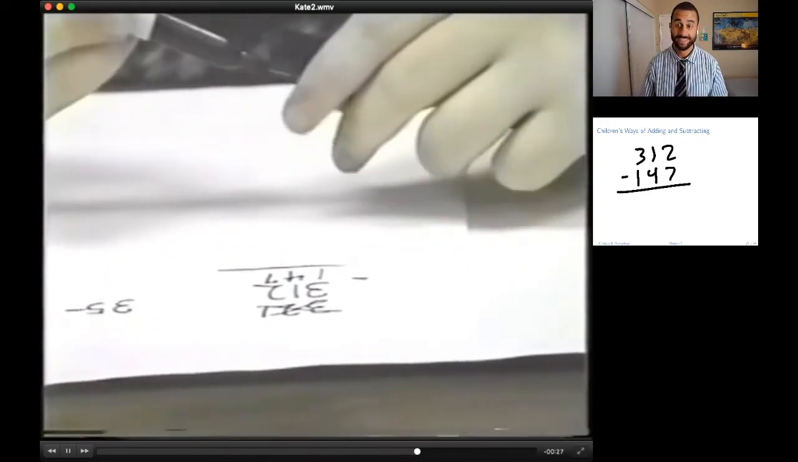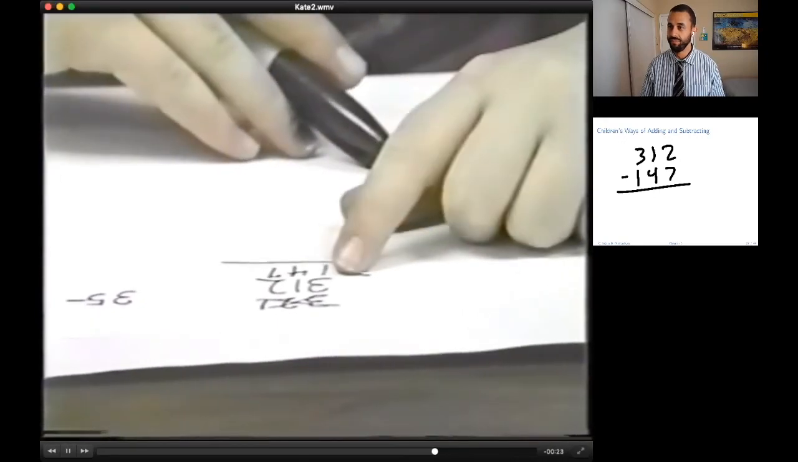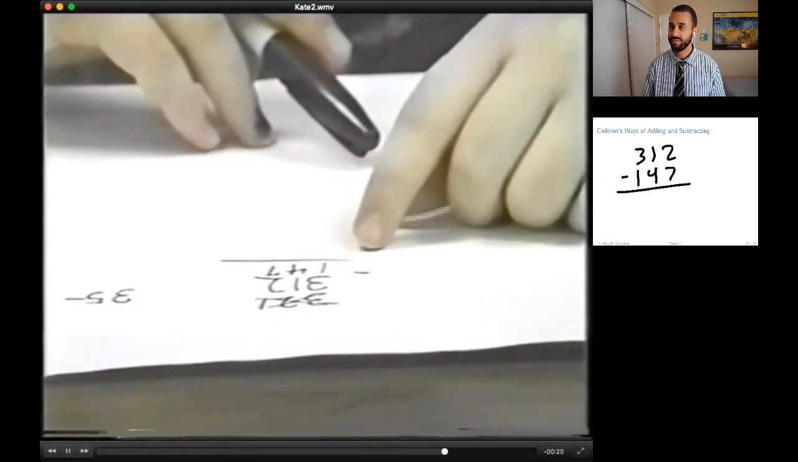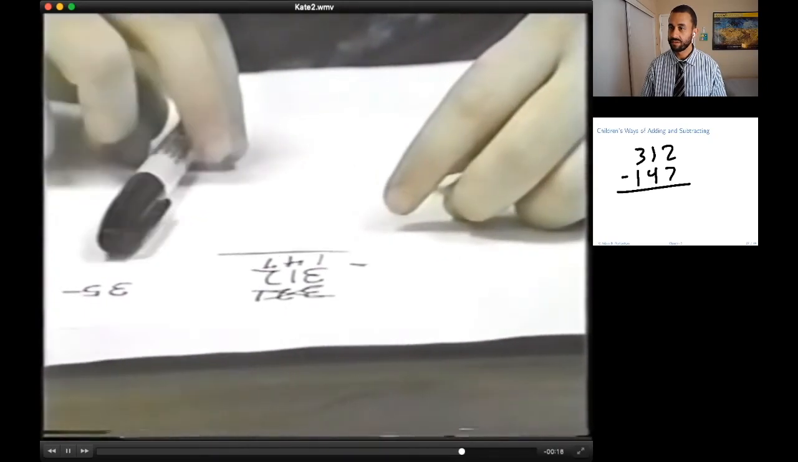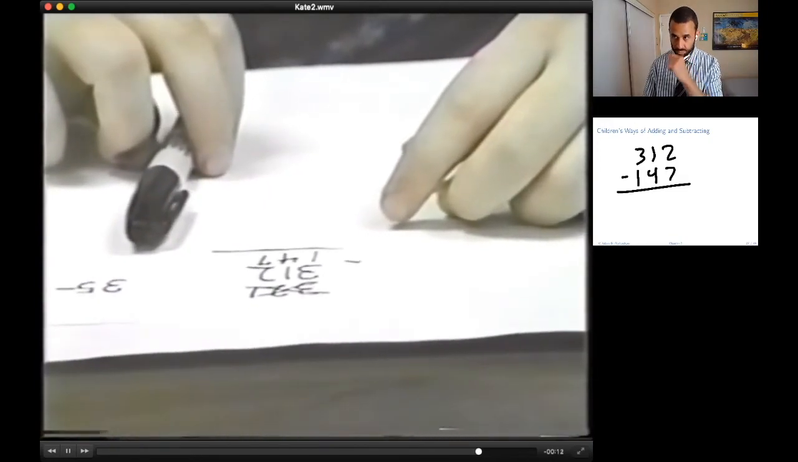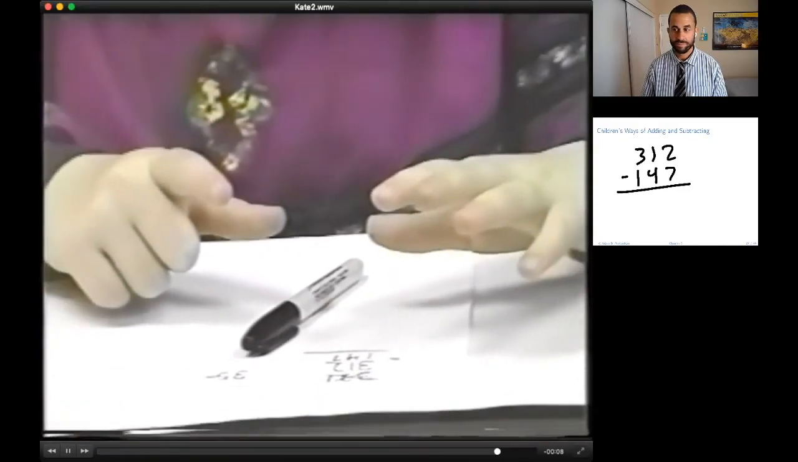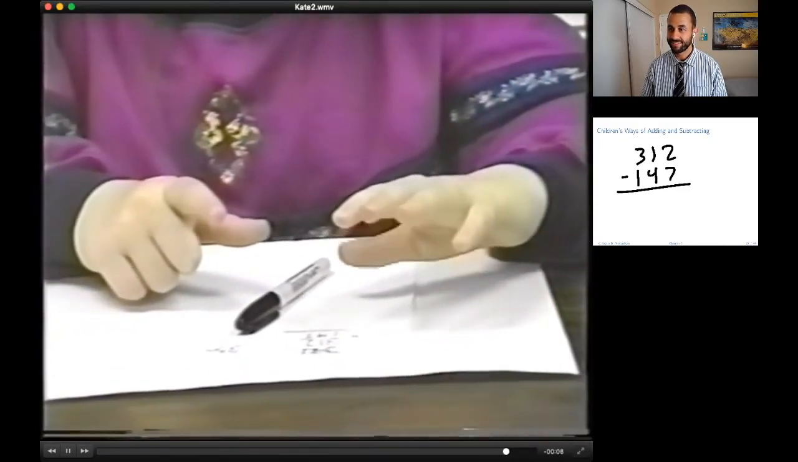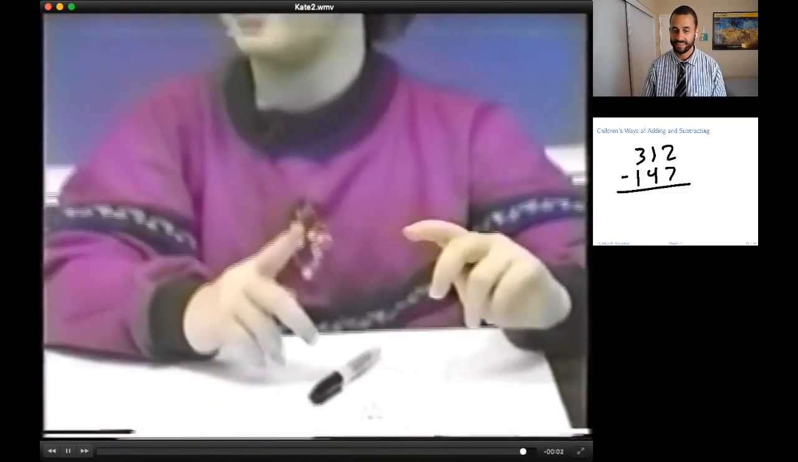So it's -35 so far, and then 300 take away 100, it'd be 200, and then, but 200 take away 35 would be 100. Would be 165. Nice work.